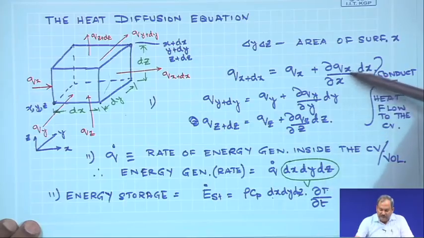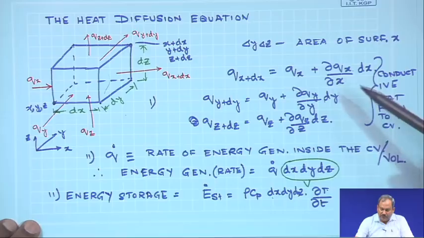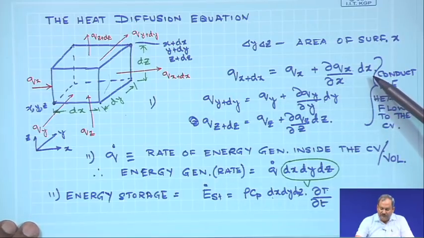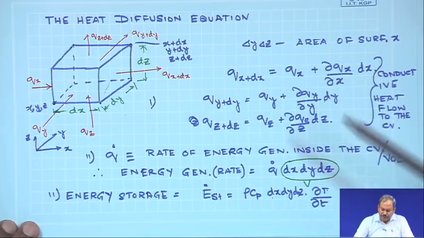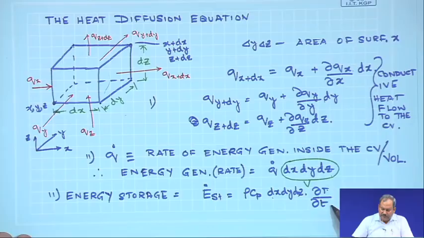So, these terms together: this is going to give me the total amount of conductive heat coming to the control volume. This is going to be the total amount of energy generated inside the control volume, and the third term will give us the time rate of change of energy storage inside the control volume.